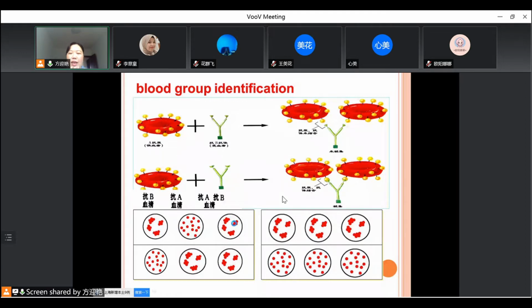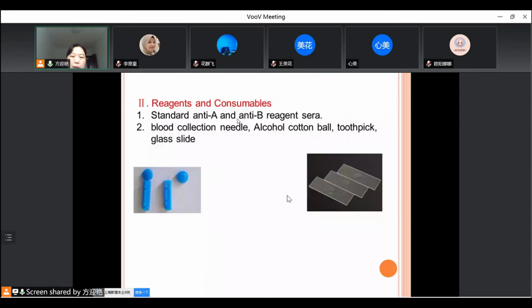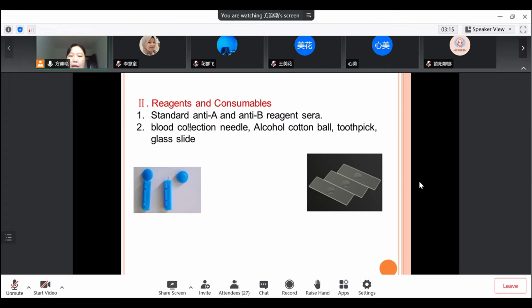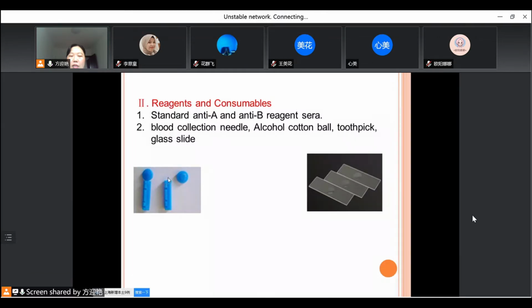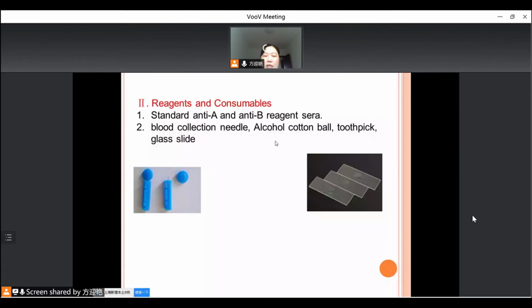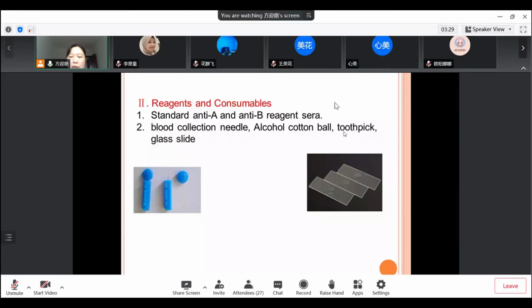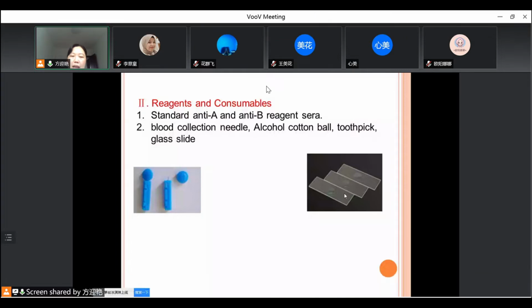Yeah, very good. Then we will do the experiment. For the materials, we should have the standard anti-A and anti-B sera, and also the glass slide. First, we should drop one drop of anti-A and anti-B on the glass slide.